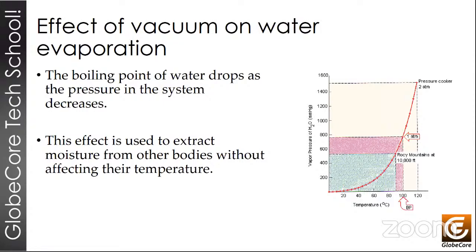Here in this graph up on top, you can see that if you climbed the Rocky Mountains and were somewhere at maybe 10,000 feet, your boiling point of water will be around 90 degrees centigrade instead of 100, excuse me.